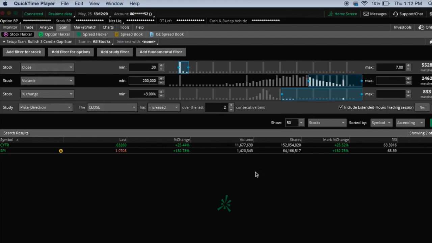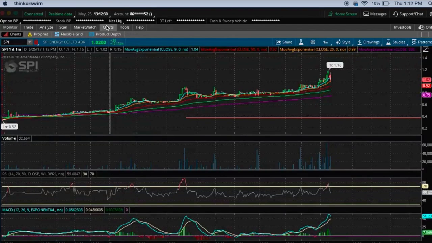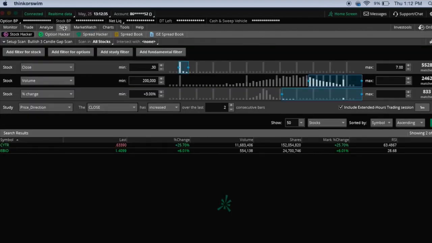I want to make this as quick and as informative as possible and leave no room for questions by the end, hopefully. Basically, if you use Thinkorswim, you want to come up here to your scan chart, and you want to go into scan. Simple as that. Right now, I have up what I personally call my 2 or 3 bullish green candle gap scanner.